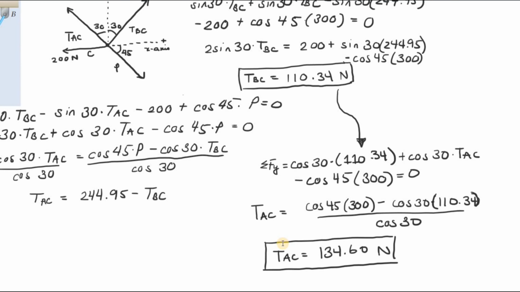So there you go, guys. The tension BC is equal to 110.34 newtons. And for tension AC, it's 134.6 newtons.